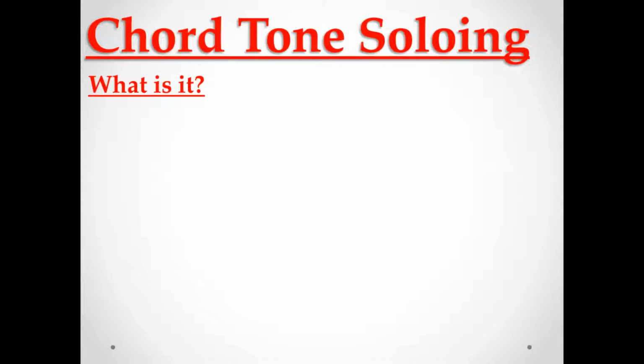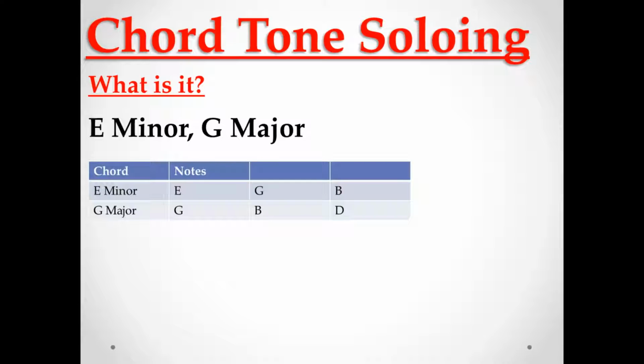So what is chord tone soloing exactly? Let's take a chord progression, E minor and G major. The notes of E minor are E, G, and B, and the notes of G major are G, B, and D. So when we're improvising, all we're going to do is target these notes. And this is kind of the essence of what chord tone soloing is.